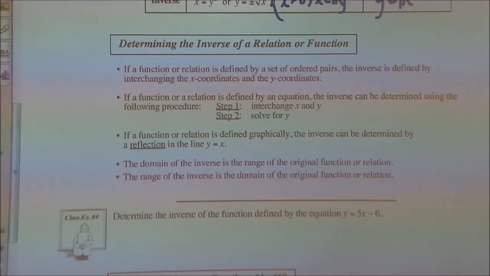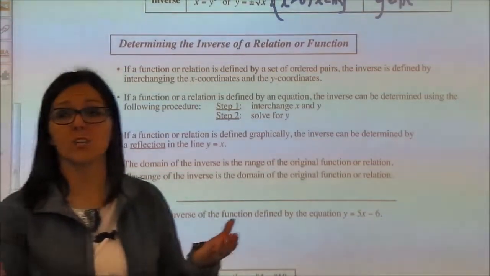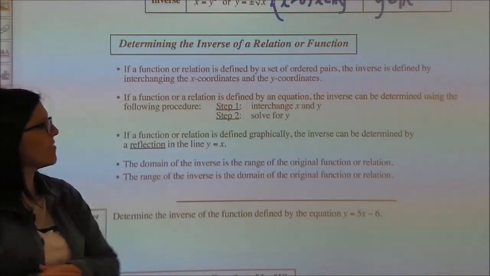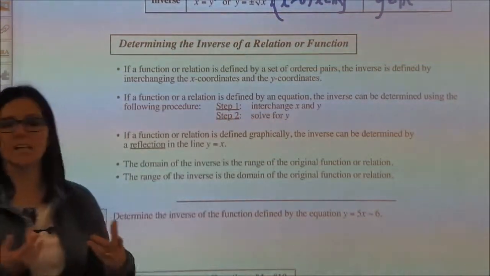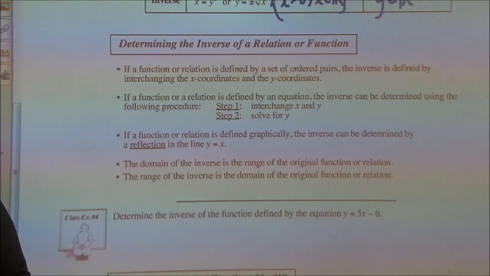Okay. Determining the inverse of a relation or a function. If a function or relation is defined by a set of ordered pairs, the inverse is defined by interchanging them. So if I give you a set of ordered pairs and I say find the inverse of this relation, you interchange them. If I give it to you as an equation, change the x and the y out for each other and then solve the equation for y. If I give this to you as a graph, you can reflect it over that mirrored line. If I give it to you in terms of domains and ranges, the domain of the inverse was the range of the original function, and the range of the inverse was the domain of the original function.